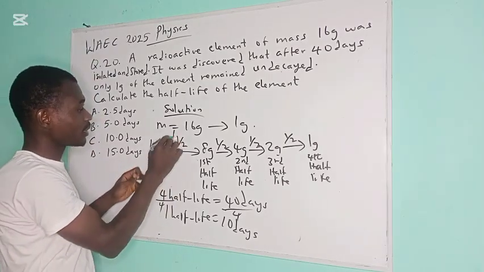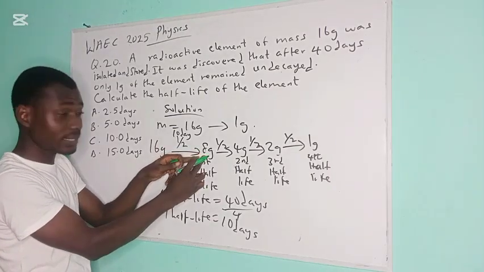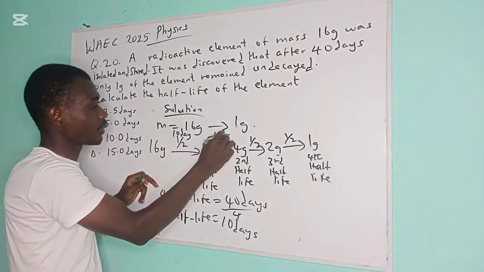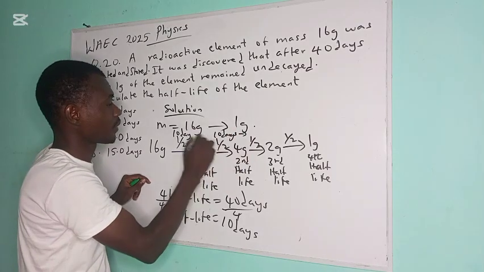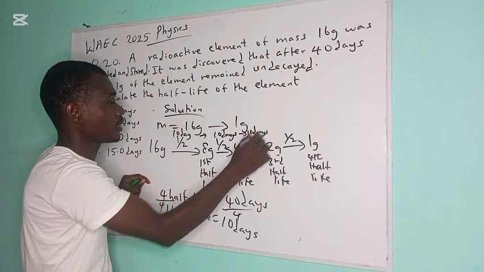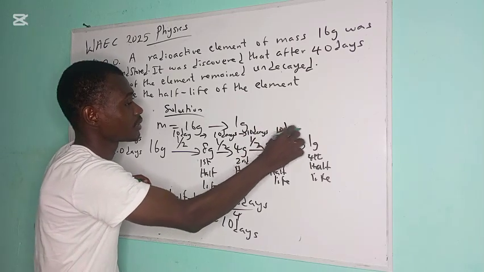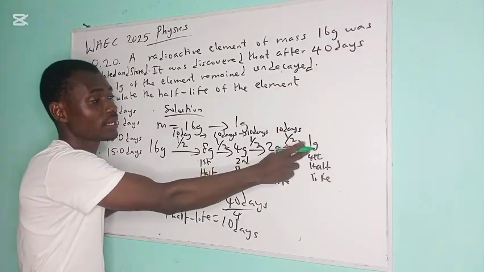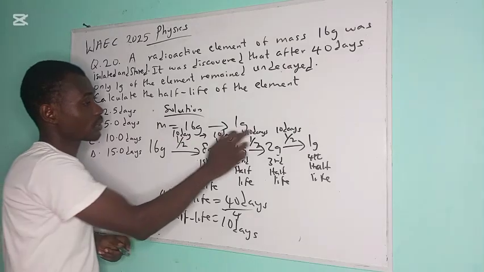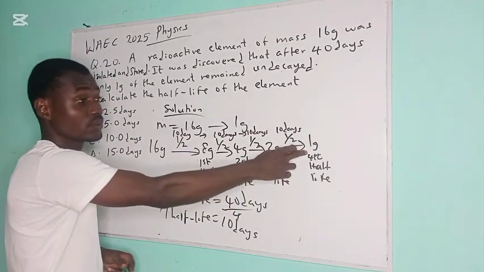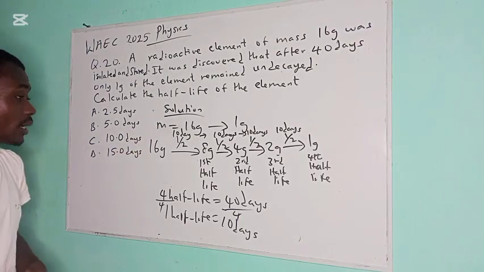If we check, the first 10 days it breaks down to 8 grams. Another 10 days, it breaks down to 4 grams. Another 10 days, 2 grams. Another 10 days, it breaks down to 1 gram. So calculate the number of days now: 1, 2, 3, 4, which is 40 days to reach 1 gram. So that is how it is calculated.